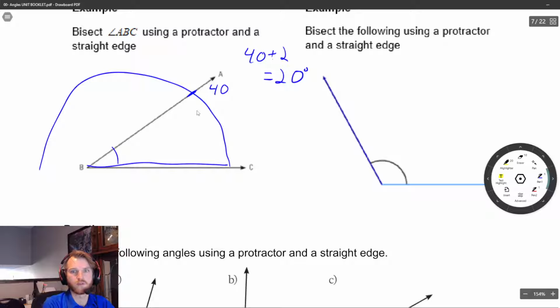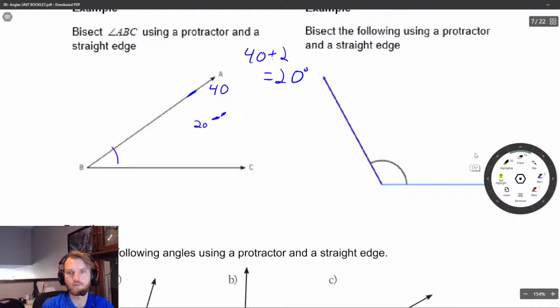So if we wanted to bisect this, we'd leave our protractor here, and then go to the 20 on your protractor and make a little mark there. That's where 20 is. Then you take away your protractor, and use the straight edge of your protractor or a ruler to draw a straight line where the 20 degrees is. You'll draw a perfectly straight line, unlike me right now, which will split this up into two equal halves, where this is 20 degrees and this is 20 degrees.